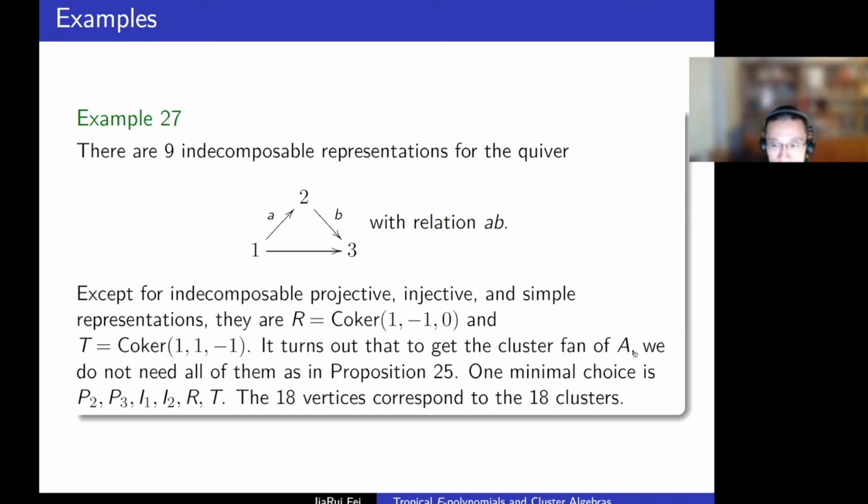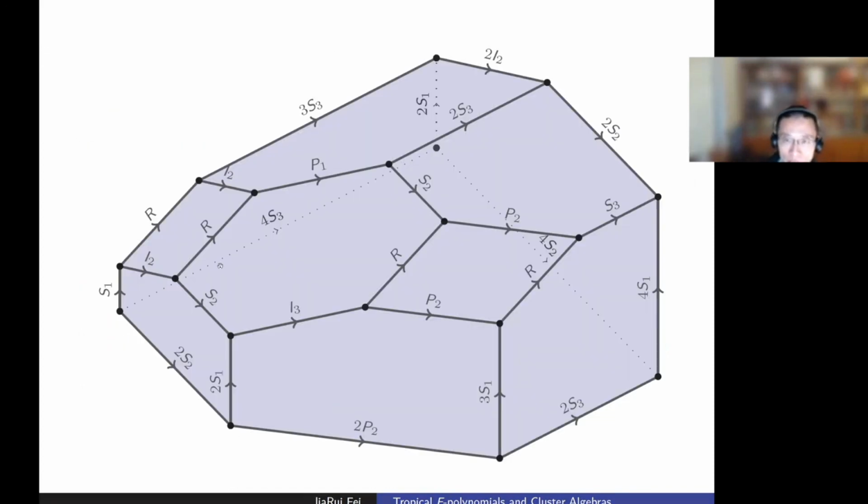And so it turns out, to get the cluster fan of A, what we do is take the direct sum of all these representations. But in this case, we actually don't need to take all of them. One possible choice is to take some of them. What you can do is take the Newton polytopes one by one and take the Minkowski sum of them. That will be the Newton polytope of the direct sum of them. So what you get is the following picture.